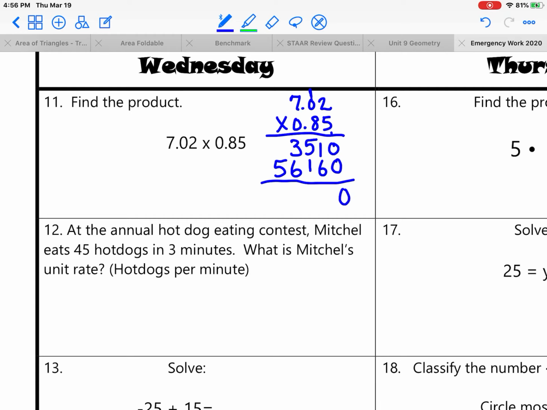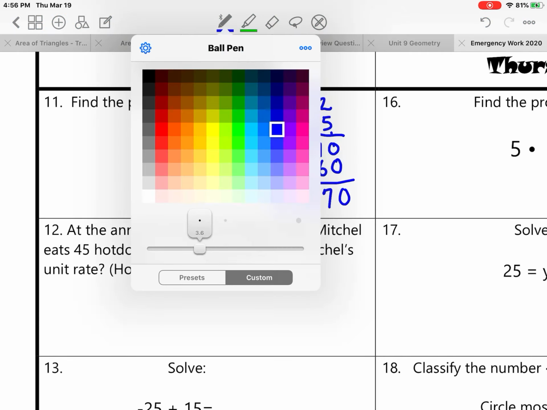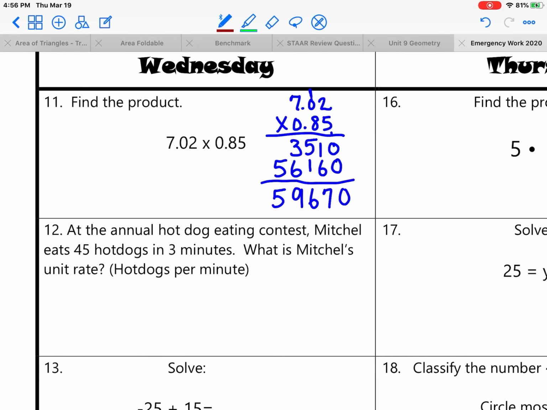0 plus 0 is 0. 6 plus 1 is 7. 5 plus 1 is 6. 3 plus 6 is 9. And 5 plus nothing is 5. Now, here's the tricky part. I have 1, 2, 3, 4 decimal places in my problem, which means that I have 1, 2, 3, 4 decimal places in my answer.